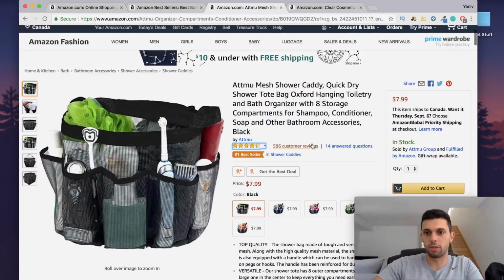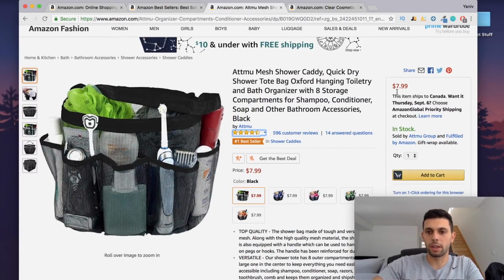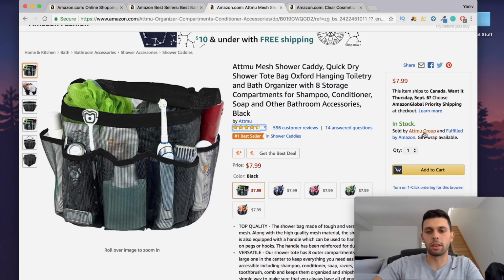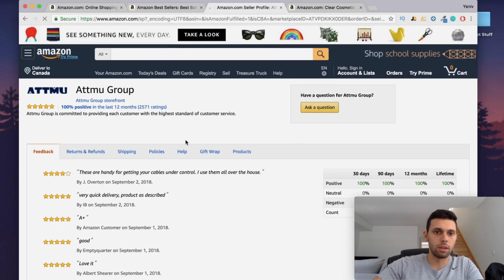Now, the way you find the storefront is you go into the buy box area, and where it says sold by, then the storefront, and fulfilled by Amazon. So what we want to do is click on the actual storefront. So it's like at Moo Group. At Moo Group, he's got a lot of reviews, 100%. He's a good seller, so that's a good sign.